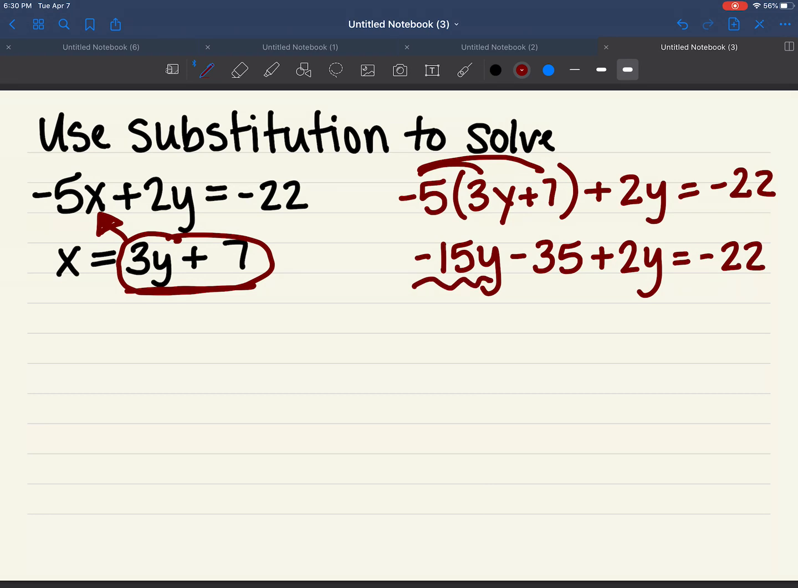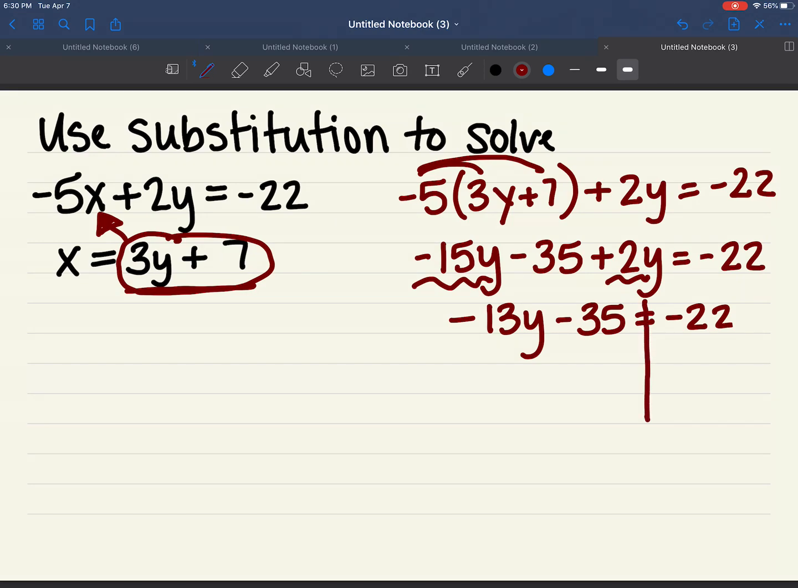Okay? Now, here's where you need to make sure you don't get confused. Notice both these variables are already on the same side. So we don't use opposite operations, we just do what it's asking us to do, right? So -15y plus 2y, if I combine those like terms together, would give me -13y. Bring down that -35, set it equal to -22.